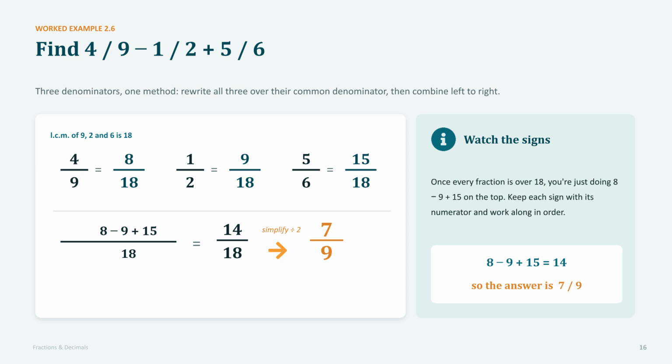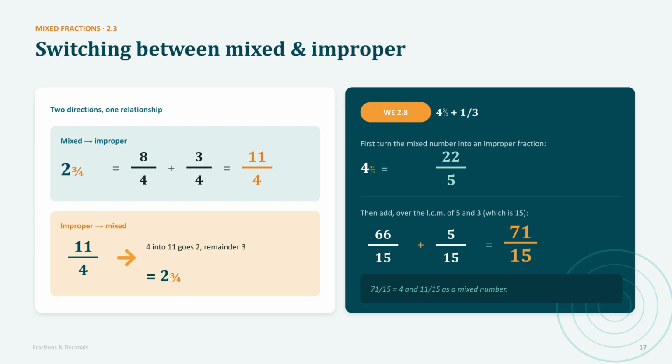To calculate 4/9 minus 1/2 plus 5/6, we first find a common denominator, which is 18. Rewriting each fraction gives us 8/18, 9/18, and 15/18. Combining these yields 14/18, which simplifies to 7/9. Switching between mixed and improper fractions is essential. For mixed to improper, multiply the whole number by the denominator and add the numerator. Conversely, divide the numerator by the denominator to return to a mixed form.